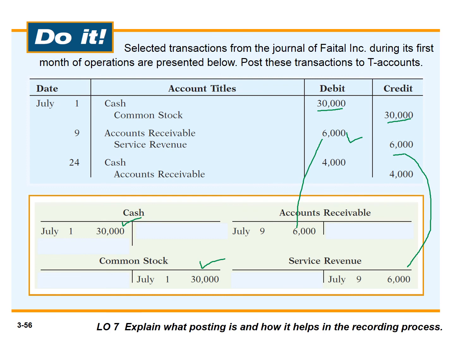Let's put the cash in there. Cash, we had a debit, so we're going to put that cash debit into the debit over here, and the accounts receivable credit, I'm going to put it over here.